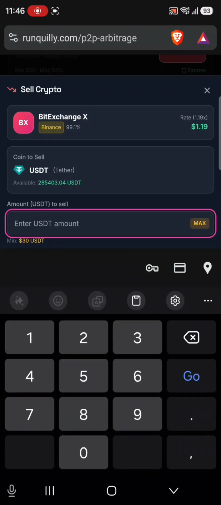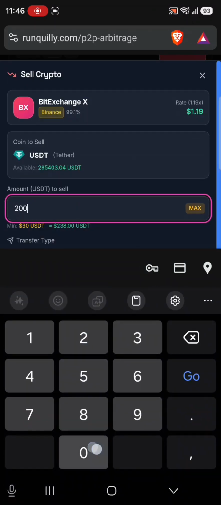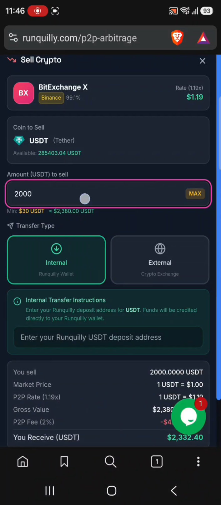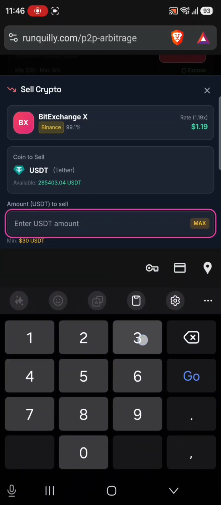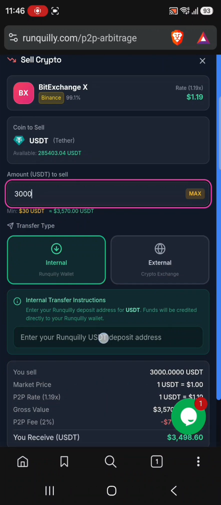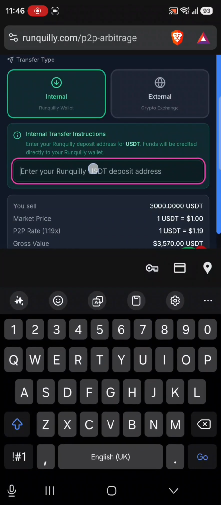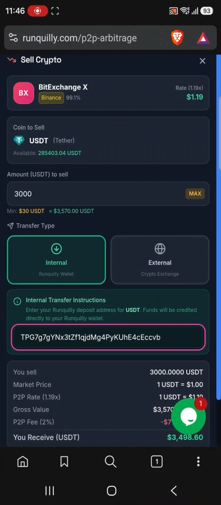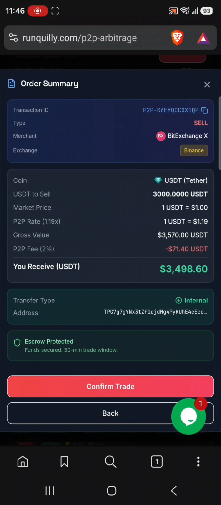So I'll just enter my amount. Let's say I trade with 2,000 USDTs, or today let's go higher. Let's aim higher. Let's trade with 3,000 USDTs, receiving internally. Then the address, you know where to copy it. You just tap deposit, then you copy your Runquilly address, then you review, and this is where your concern is.